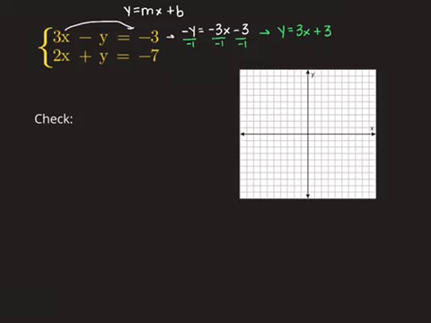So that is my first equation. Again, I'm going to start by graphing my y-intercept, which is 3. And then from there, I'm going to take my slope, which is 3, but I can write it as 3 over 1. That tells me to go up 3 and to the right 1 from my y-intercept to make my next point.